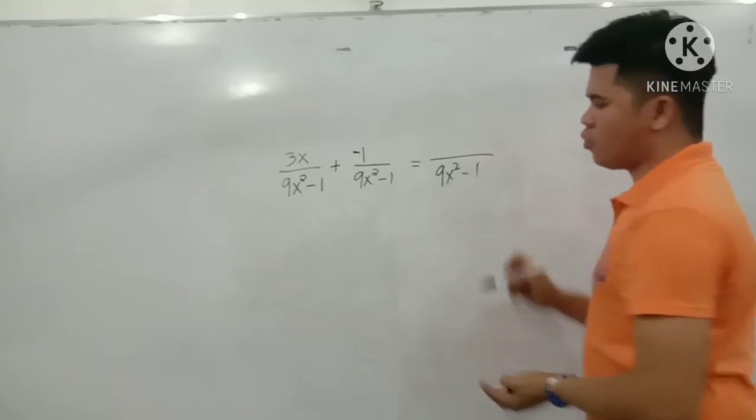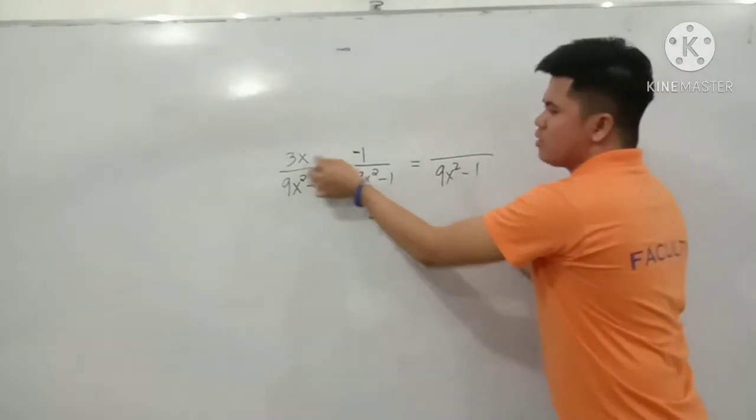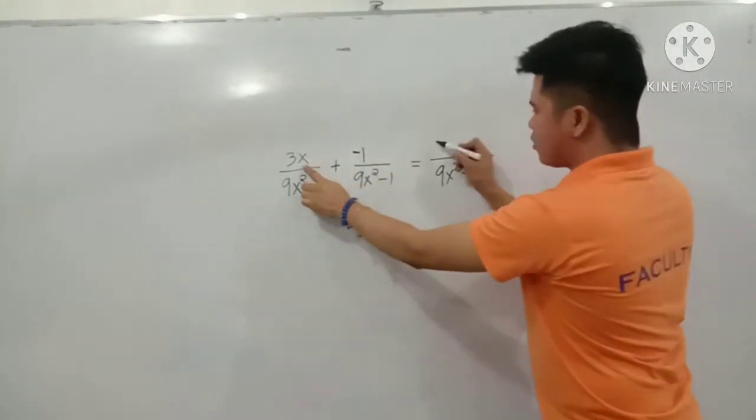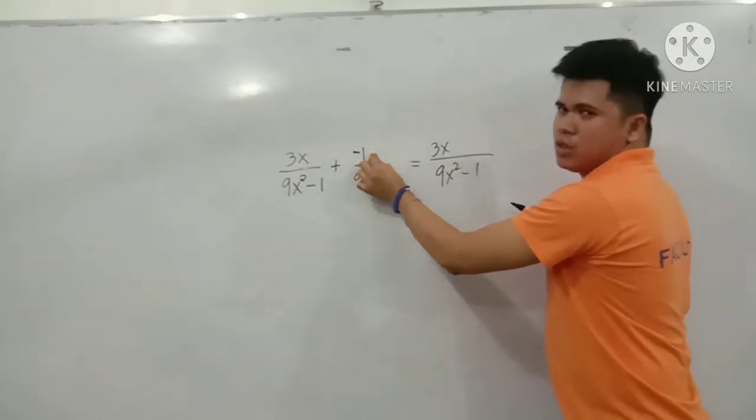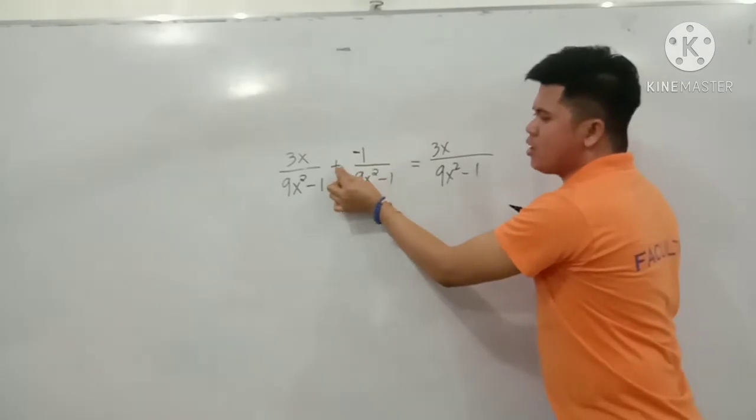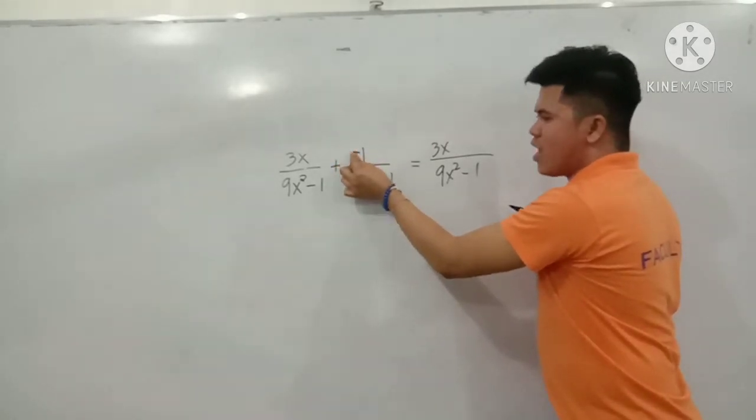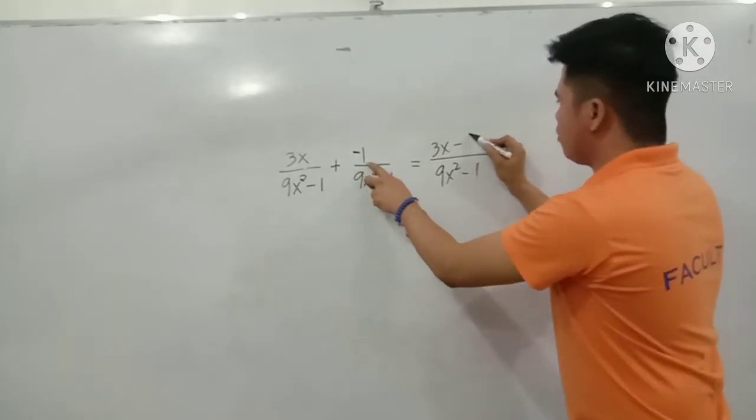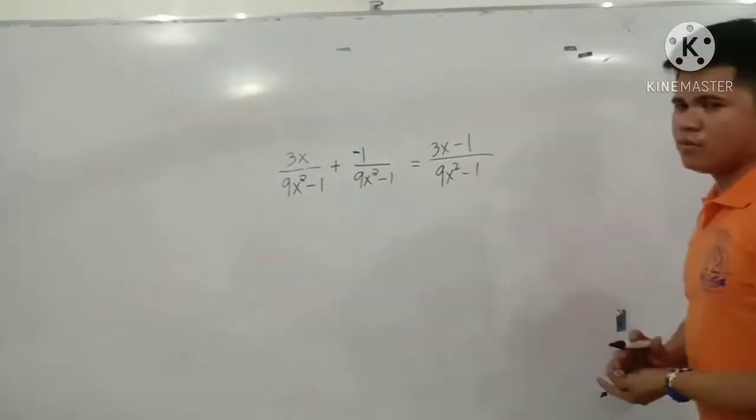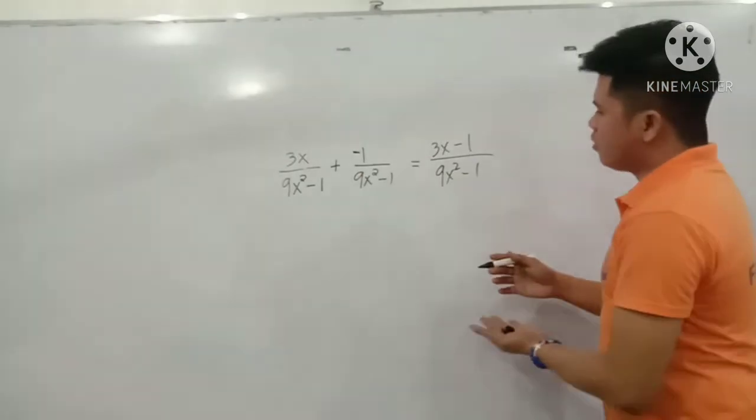So now, our denominators are the same, so we have to copy them: 9x squared minus 1. And then we simply add the numerators. So copy 3x. Then plus negative 1. Again, if we combine the plus and the negative, the result is always negative. So copy 1. Then, observe.